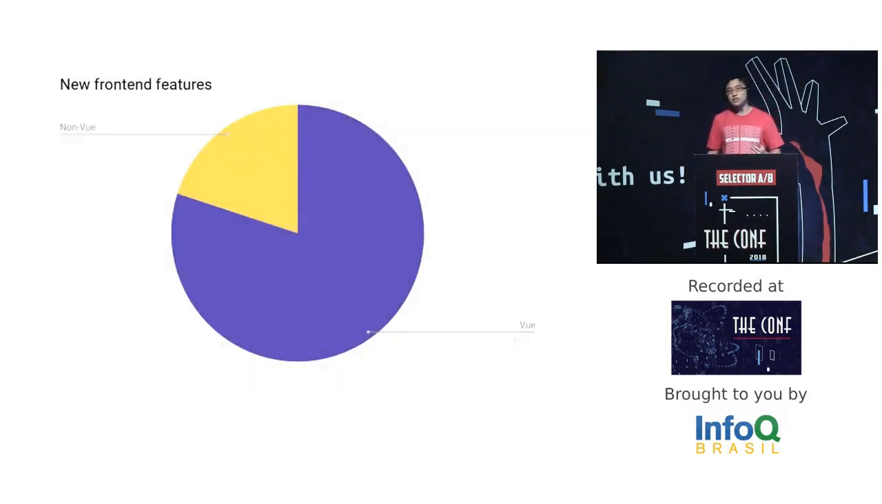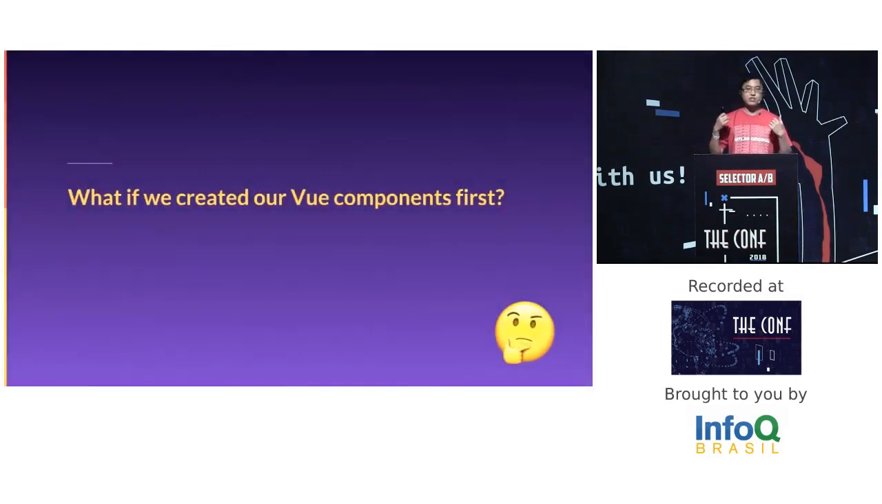So we tried to think about it a little more, and we learned that a lot of the new features being written are in Vue versus not Vue. So how can we use that to our advantage? We started to think, what if we created Vue components first? Previously we talked about creating our CSS framework first and writing the Vue components next. What if we switch that around?